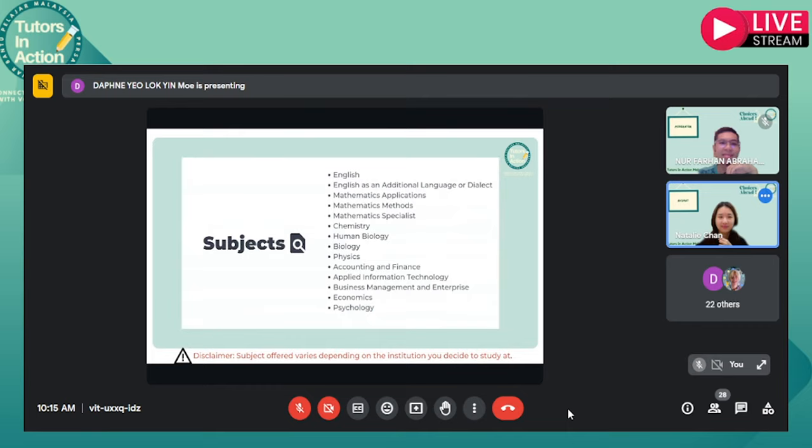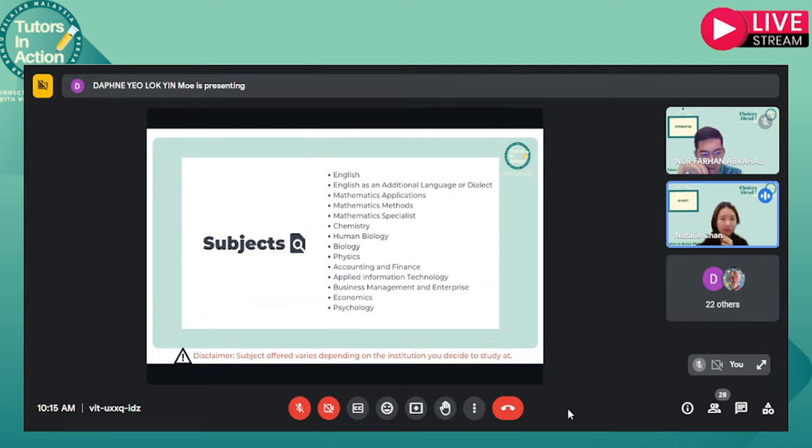Okay, so these are the subjects listed. These are the subjects provided in OSMET in Malaysia, and these subjects also depend on which college you go to. For example, a subject might be offered in Sunway but not in MCQL or vice versa. So the subjects here are English, English as an additional language or dialect, mathematics applications, mathematics methods, mathematics specialist, chemistry, human biology, biology, physics, accounting and finance, applied information technology, business management and enterprise, economics and psychology. Some people might get confused about the difference between some of these subjects because they look kind of the same, so I'm going to explain a few.